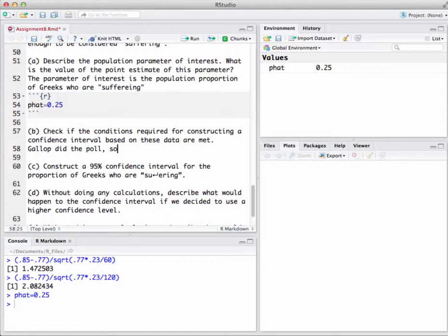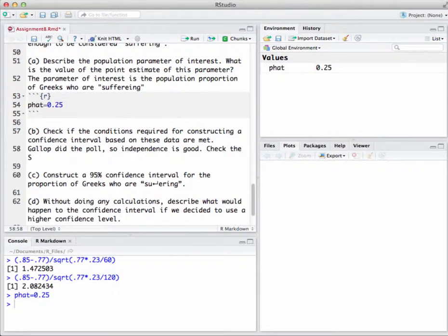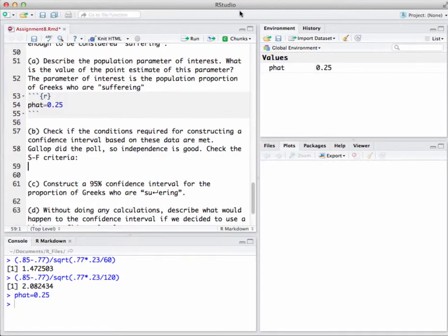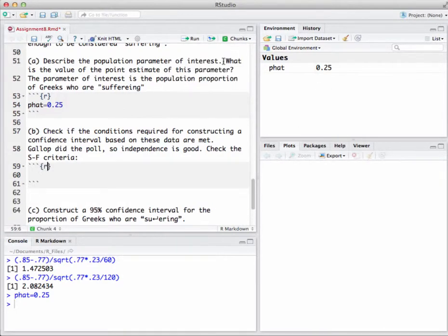So the independence is pretty good. It's got to be good. Like I said, they're not amateurs. They know what they're doing. Okay, but let's go ahead and check the success-failure criteria. How do they fare with that? In other words, what does that look like? We'll go ahead and do that using an R chunk, just to drive home what that actually is.